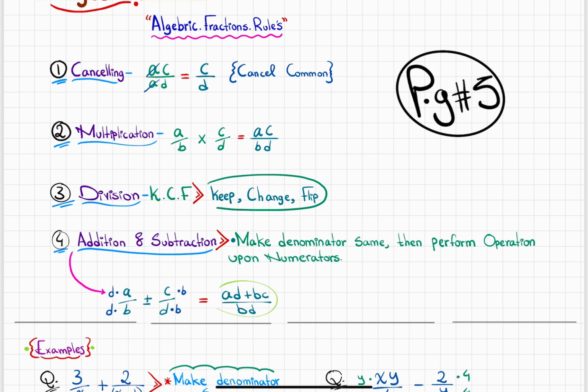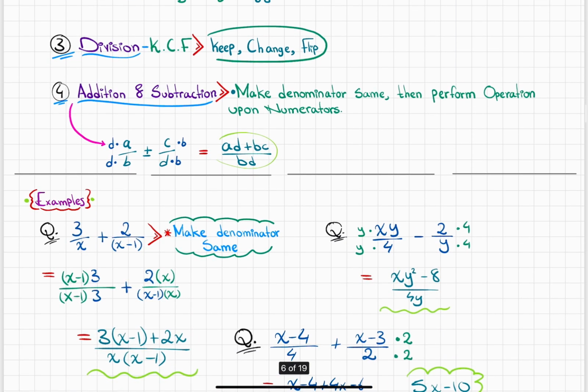Division, you use KCF, keep the first fraction, change the sign, and flip the last one, take the reciprocal of the last fraction. Addition and subtraction, you have to make the denominator the same for both fractions, then you keep the denominator same with the operation and perform the addition or subtraction operation on the numerators of the fraction. After that, simplify into its simplest form.